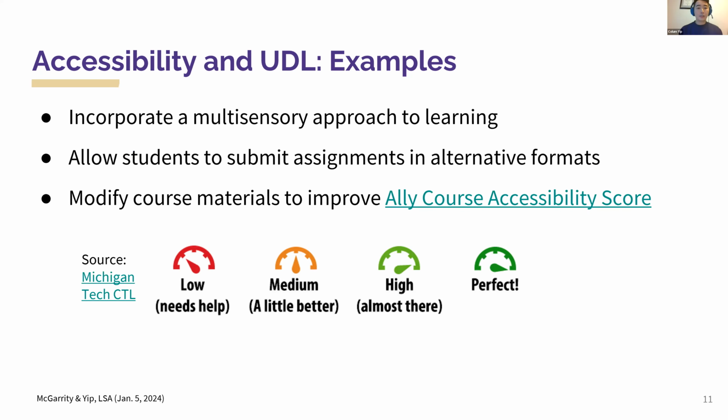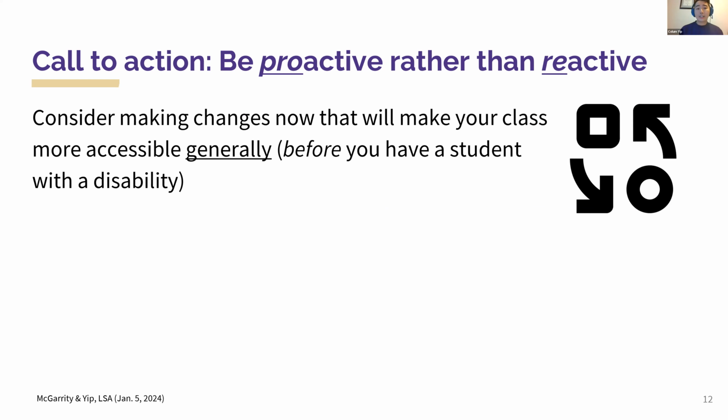Here are some examples of the Universal Design for Learning framework. Incorporating a multisensory approach to learning, allowing students to submit assignments in alternative formats, and using the Ally Course Accessibility Meter on your learning platform to guide you when you modify course materials. This is our call to action to encourage linguistics instructors to be more proactive rather than reactive. You should consider making changes now that will make your class more accessible generally before you have a student with a disability.